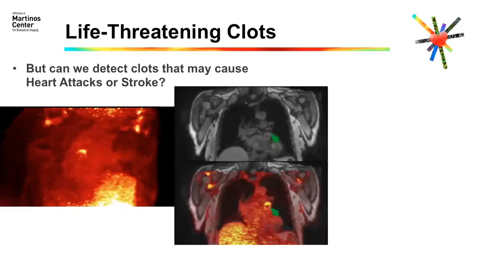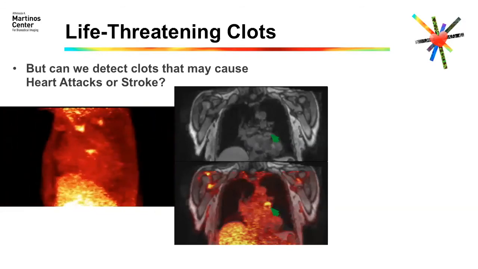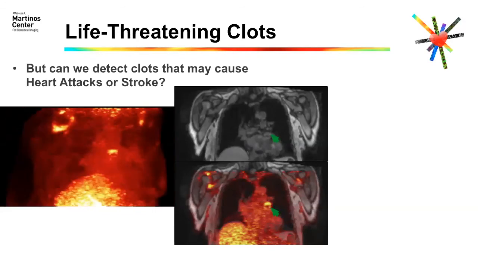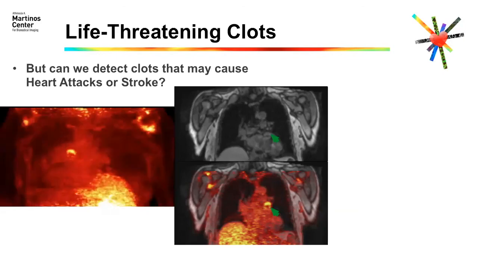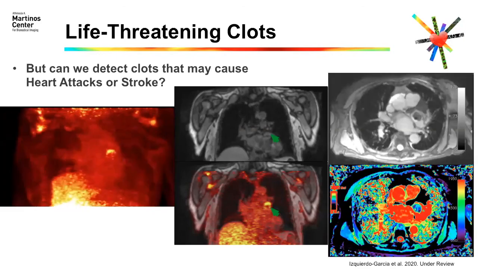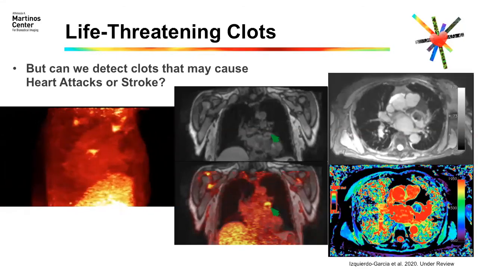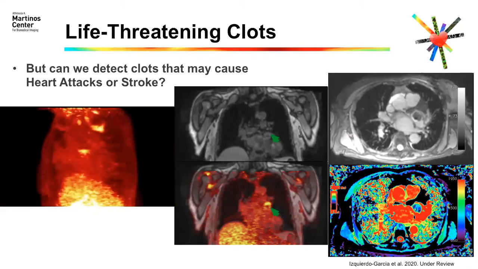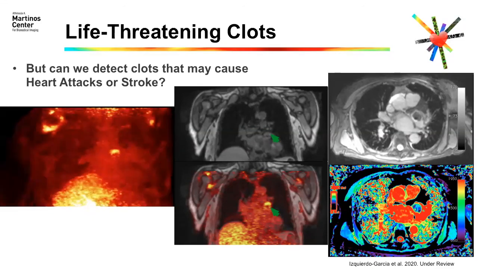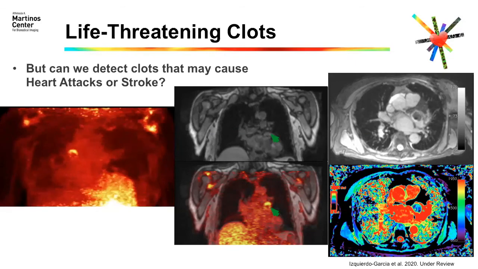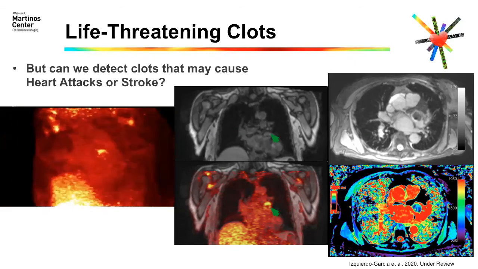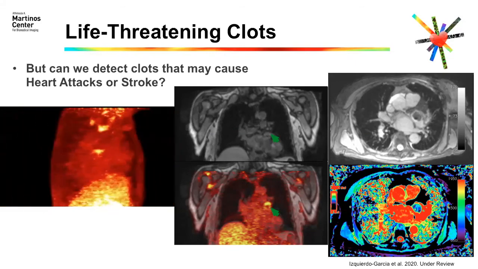So again, joining MR and PET together, not only provides nice anatomical confirmation of the position of the blood clot, but also, in this case, using functional techniques from MRI, in this case a T1 map, we can actually confirm that there is a blood clot because it has more methemoglobin.